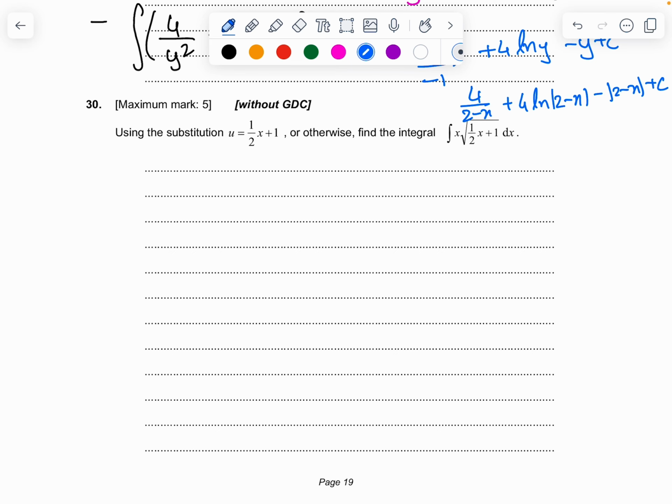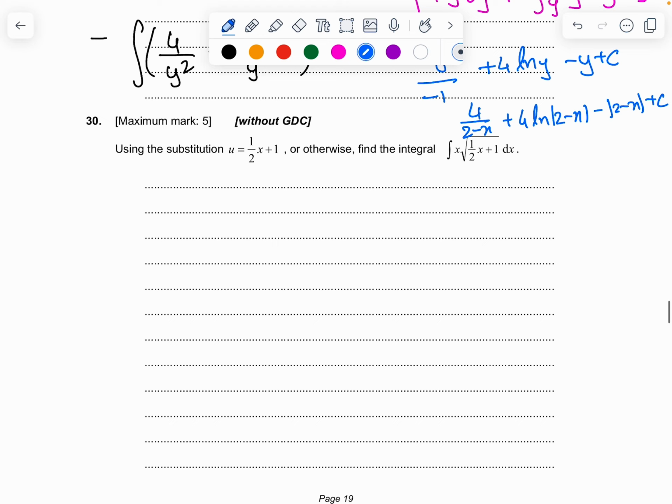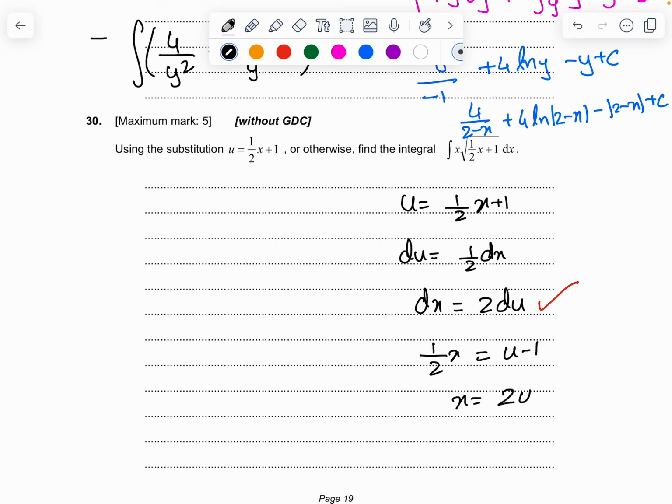Question number 30. Find the integral. u equals half x plus 1. So du equals half dx. Then dx equals 2 du. That is one substitution I'm going to do. Then half x equals u minus 1, so x equals 2u minus 2. That is another substitution I'm going to use.